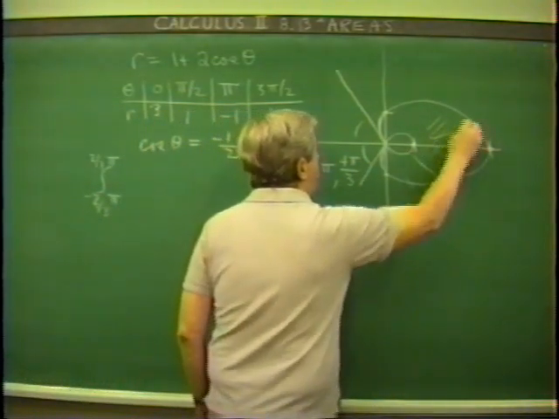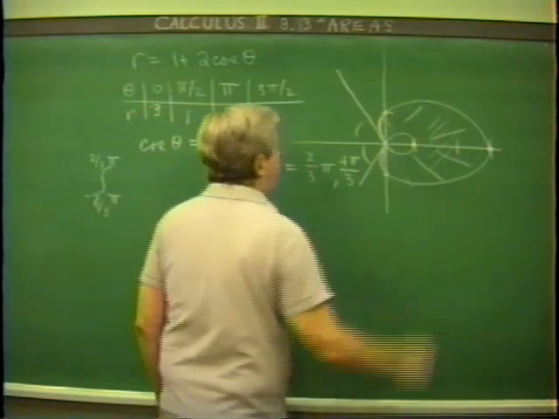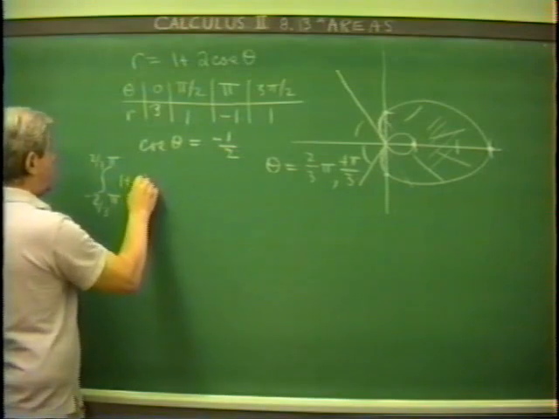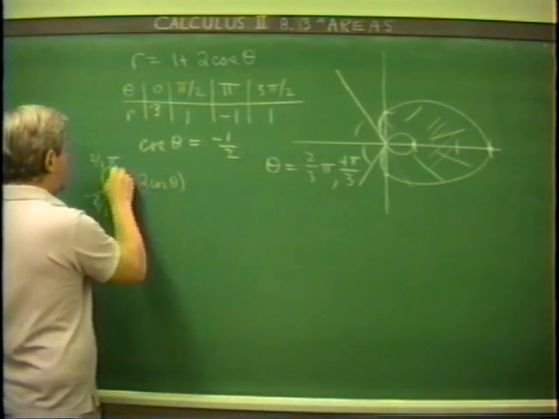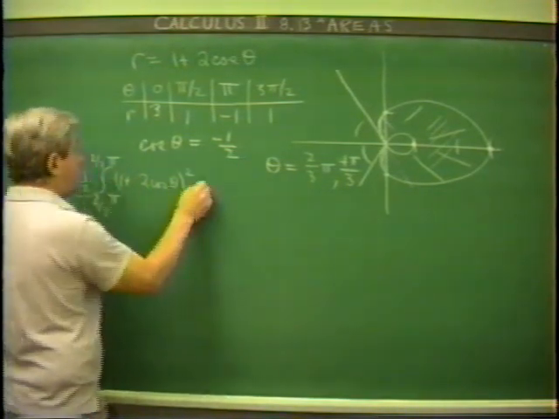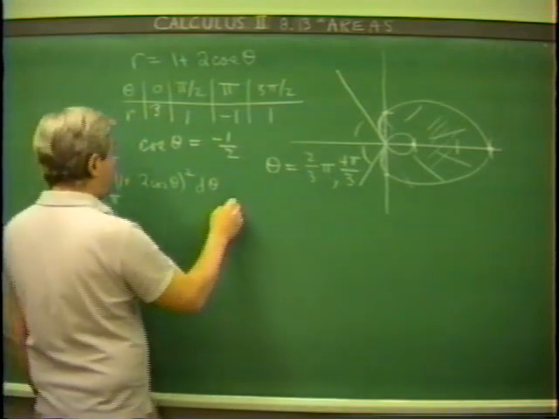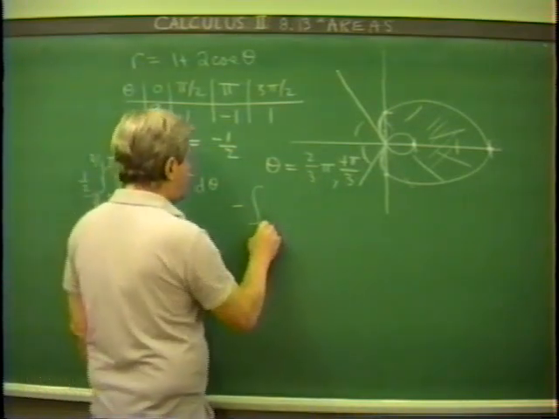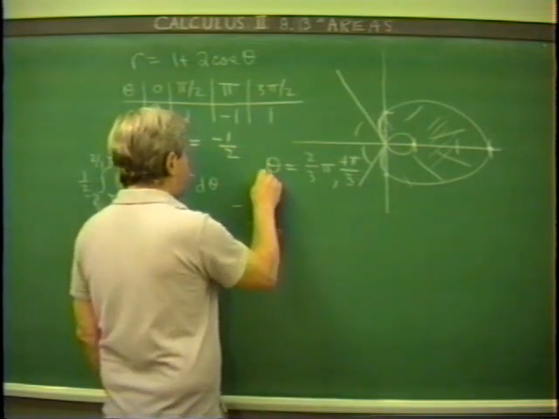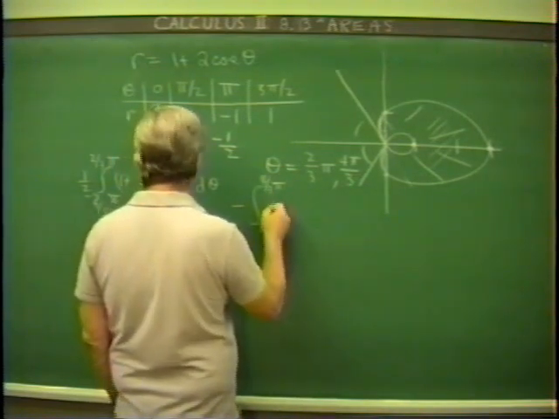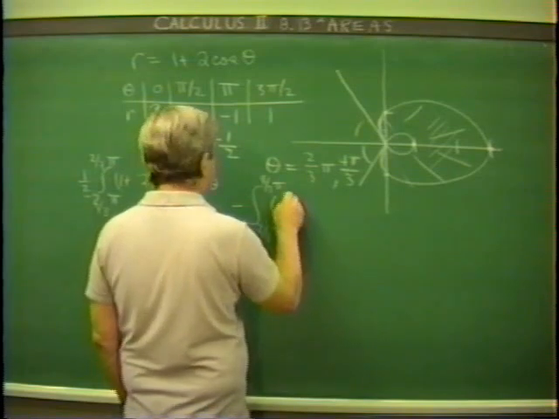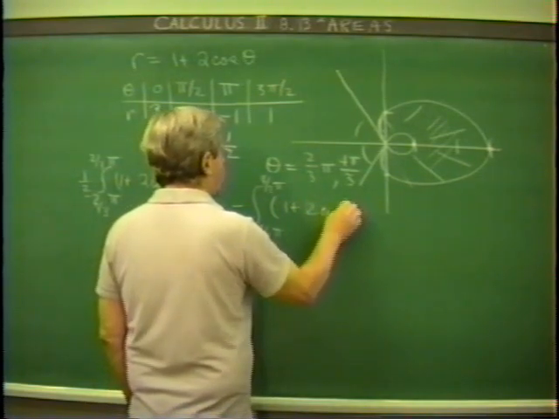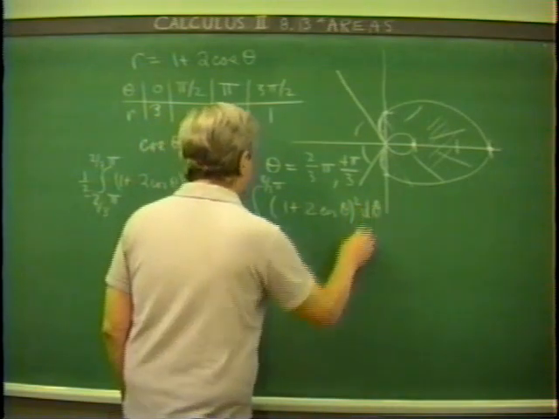I'm sorry, minus 2/3 pi to 2/3 pi. Because this is plotted from minus 2/3 pi all the way around here to where you get to 2/3 pi. So we would want to look at 1 plus 2 cosine theta, quantity squared, times a half, d theta. We want to subtract from that the integral from 2/3 pi to 4/3 pi of the same function.